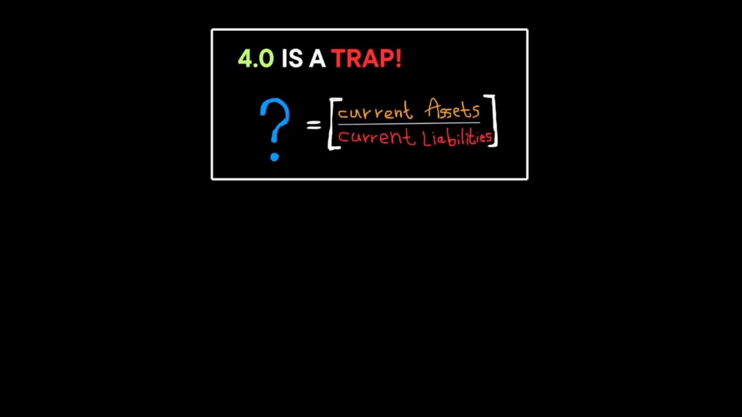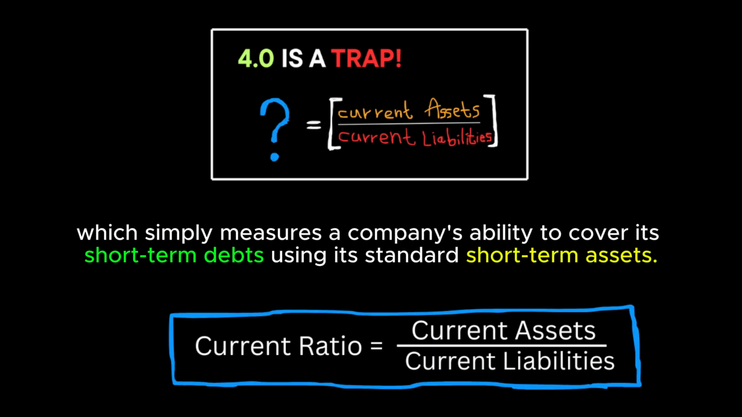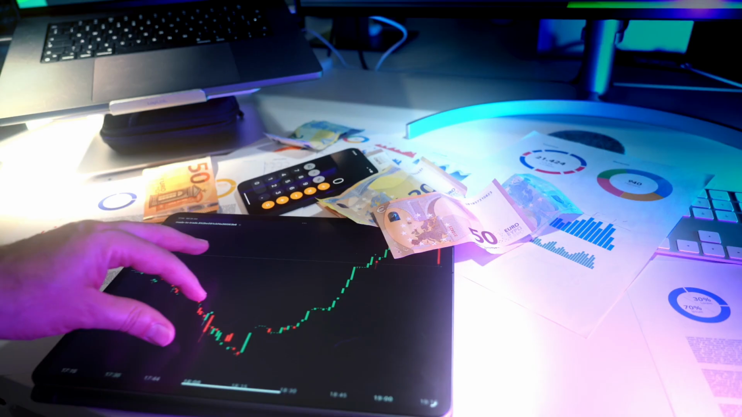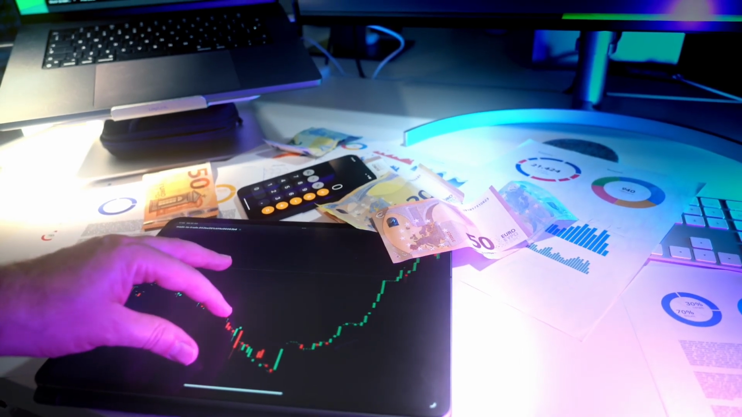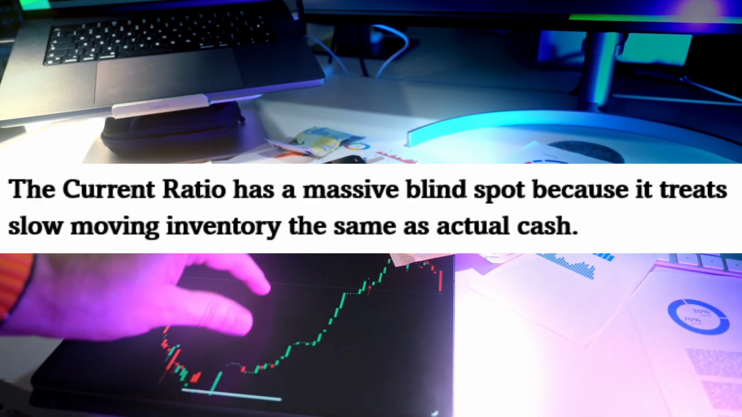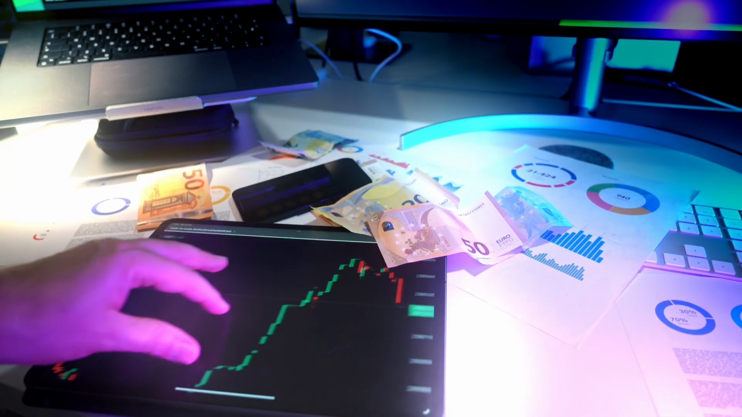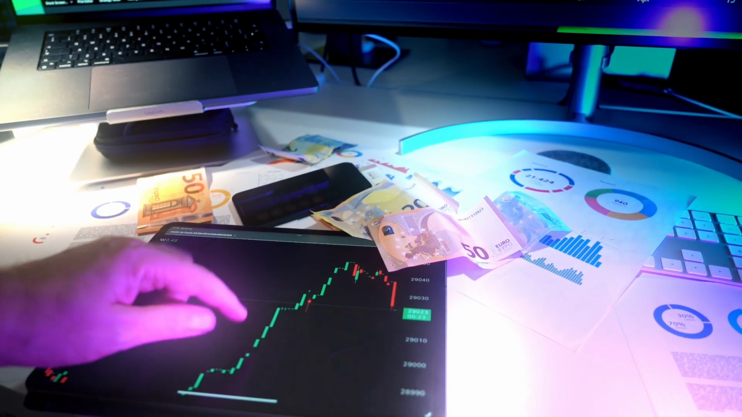In my previous video, we broke down the current ratio, which simply measures a company's ability to cover its short-term debts using its standard short-term assets. If you haven't watched that breakdown yet, make sure to check it out. But as we just discovered, the current ratio has a massive blind spot because it treats slow-moving inventory the same as actual cash. So, how does the acid test give you the brutal, naked truth?